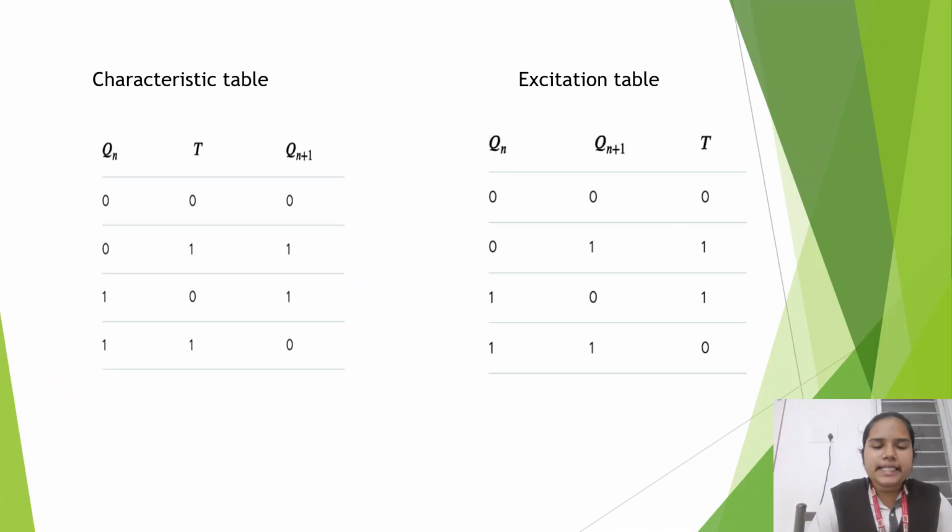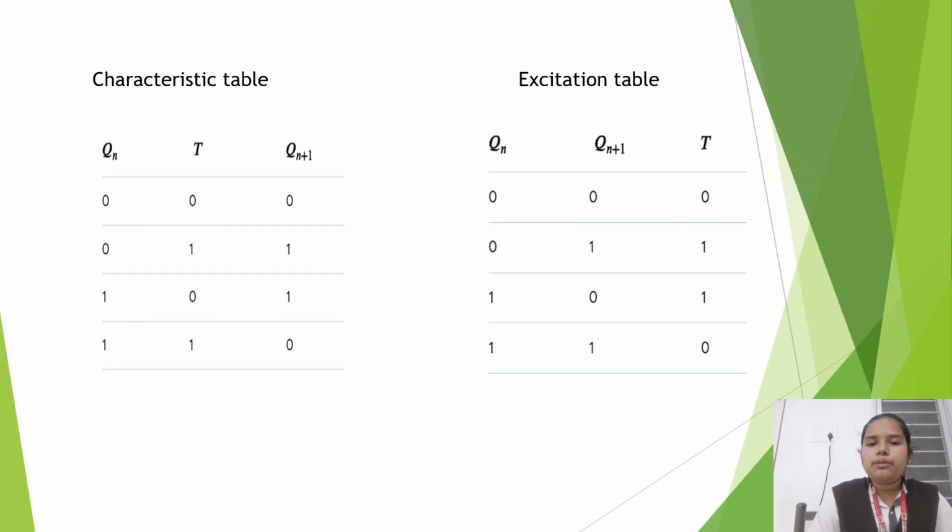Here we see the characteristics table. Qn is the present state, T is the input, Qn plus 1 is the next state. Qn equals 0, T equals 0, Qn plus 1 equals 0. Qn equals 0, T equals 1, Qn plus 1 equals 1. Qn equals 1, T equals 0, Qn plus 1 equals 1. And with Qn equals 1 and T equals 1, Qn plus 1 equals 0.